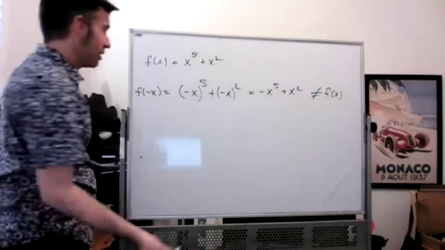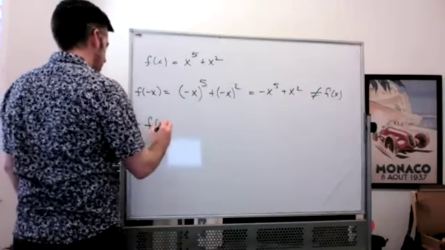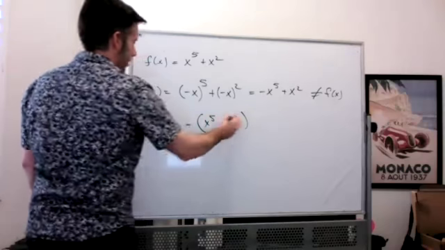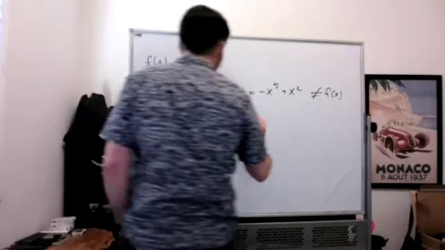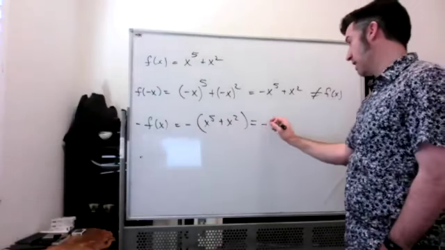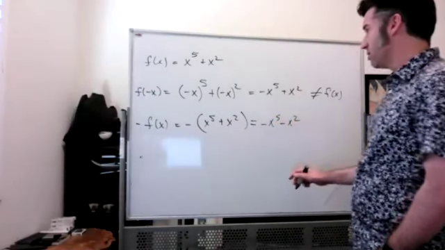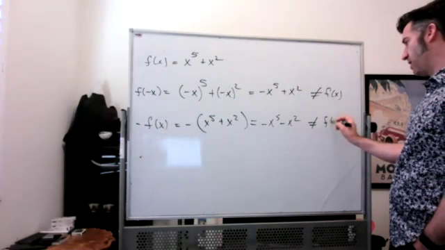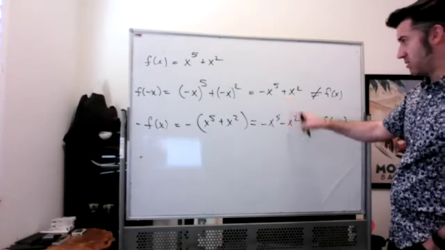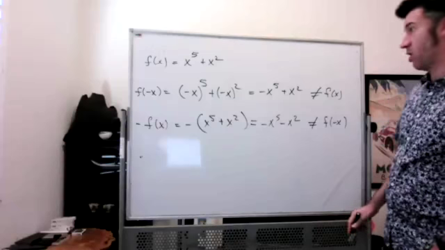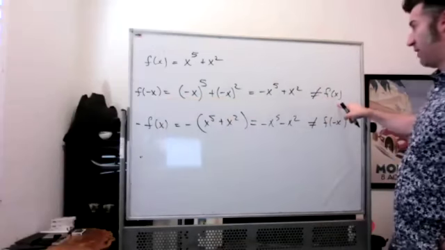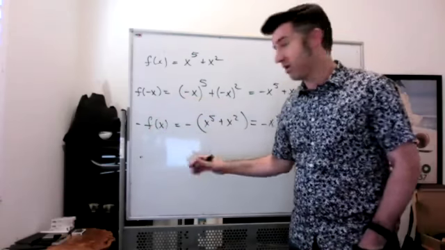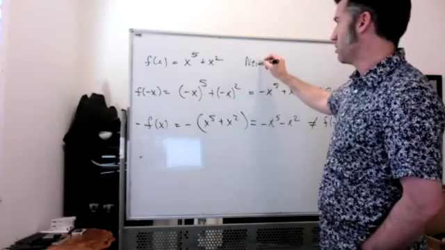So it's not even. But then if we look at the negative of what we started with, negative f of x is negative the whole thing. Negative 1 times the whole thing, you distribute in this case, and you get negative x to the fifth minus x squared. So we also see that negative f of x does not equal f of negative x. This and this are also not the same. So f of negative x isn't equal to f of x, so it's not even. And negative f of x also isn't equal to f of negative x, so it's not odd. So this function is neither odd nor even.